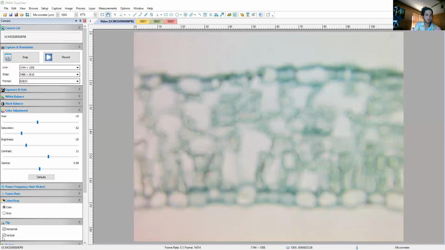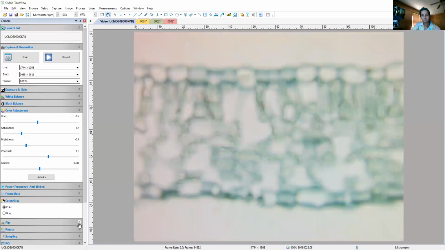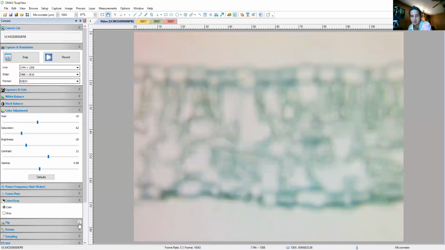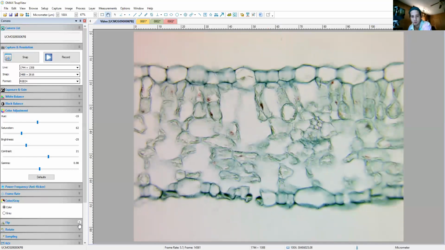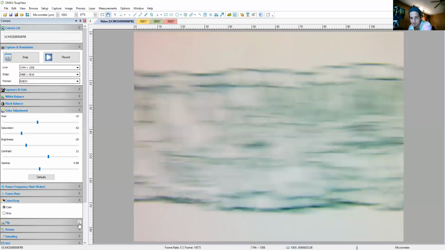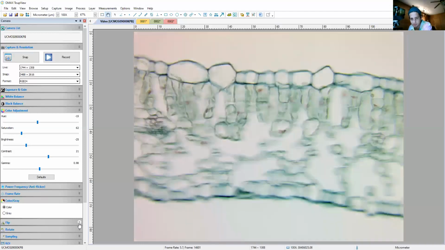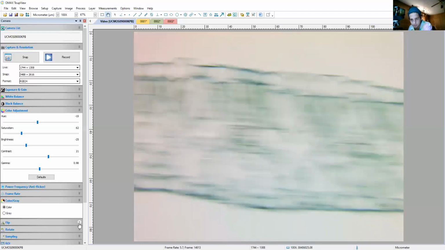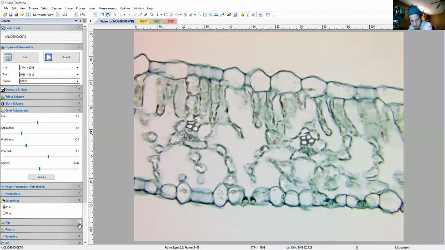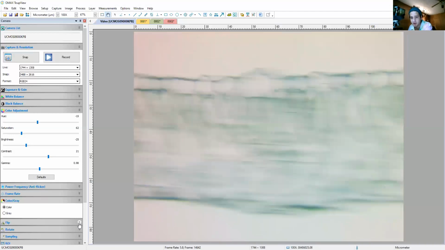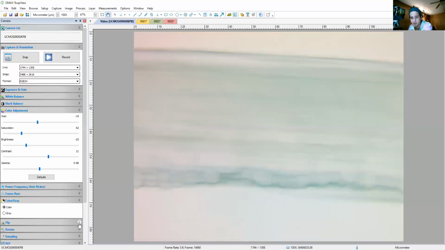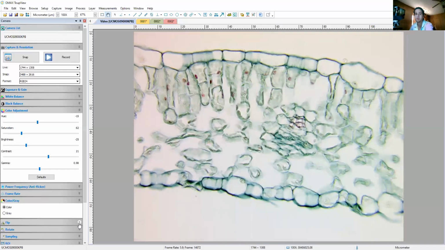Let's turn off this vertical flip. There we go. See, just like the one you saw in the PowerPoint. Nothing too special about it. It's just a typical old eudicot. And you can tell it's a eudicot, not a monocot, because of this palisade mesophyll on top, spongy mesophyll on bottom.